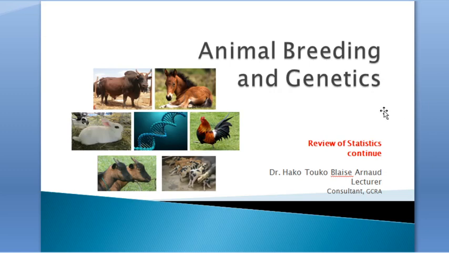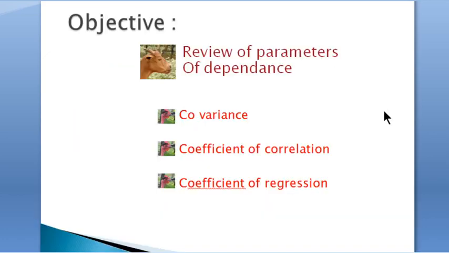Dear students, let's continue with our review of statistics as applied to animal breeding and genetics. And straight away, we are going to review parameters used to assess the level or degree of dependence or relation between two variables or parameters. And here we consider the covariance, the coefficient of correlation, and the coefficient of regression.